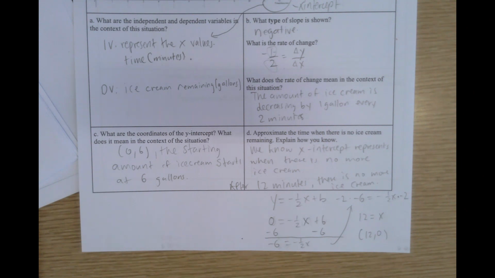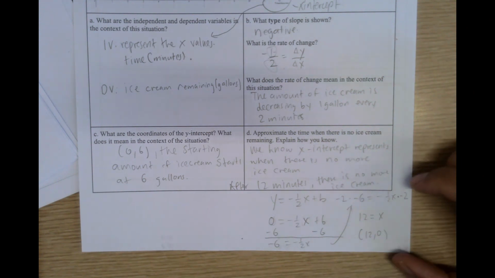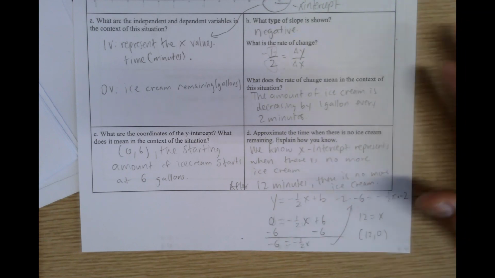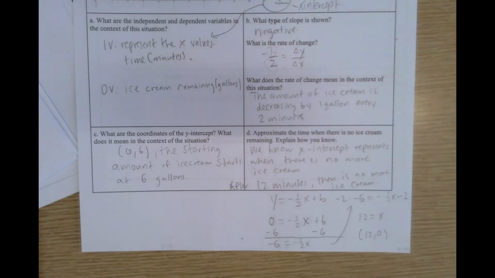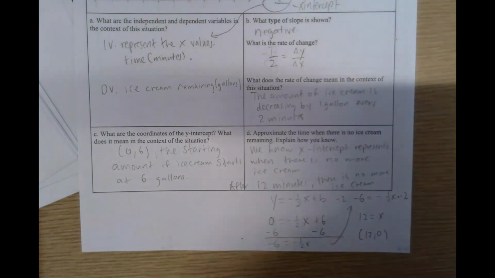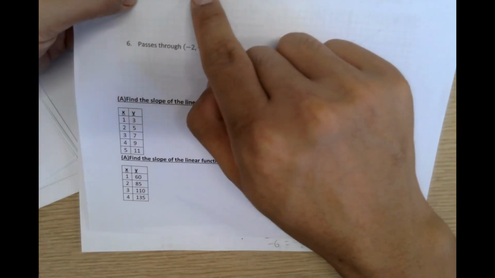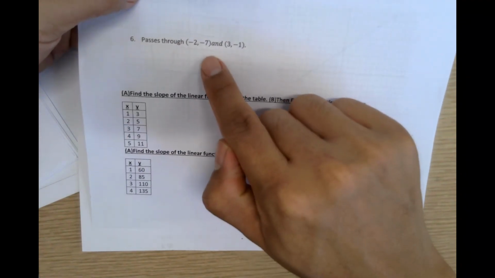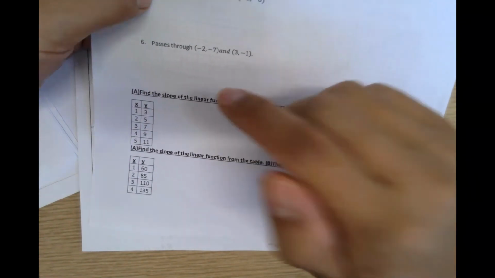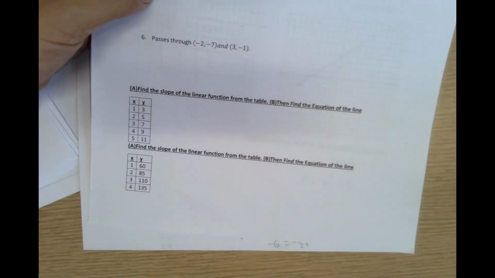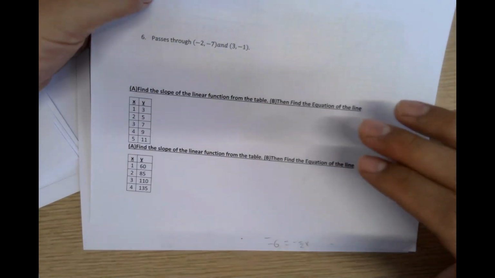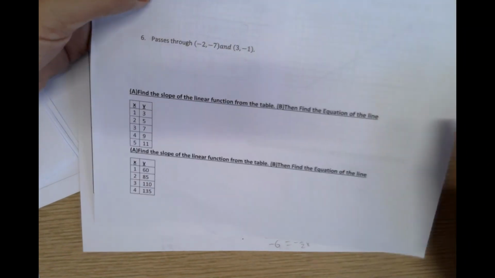So again, if you're not sure what to do to solve for part D, you want to do what we did on the homework from the day before, where it's like one of these where it says contains the points 2, 5, or passes through -2, -7, 3, -1. You find the slope first, you plug in the slope, you solve for b, and then after you solve for b, you solve for when y equals 0.